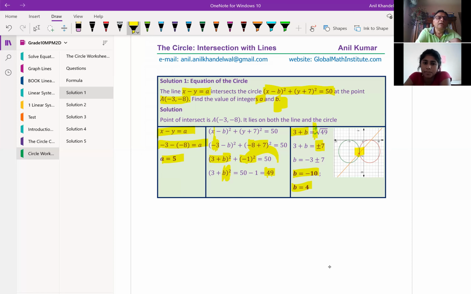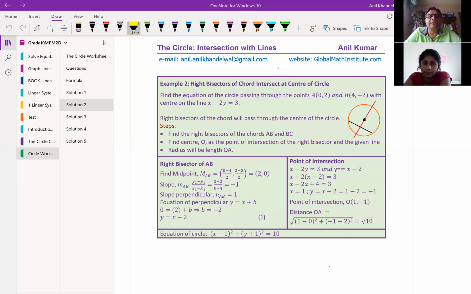Okay? Yeah. The next question here is, find the equation of the circle passing through the points A as (0, 2) and B as (4, minus 2), with the center on the line x minus 2y plus 3. So I just sketched a line, this line here, on which the center lies somewhere. So that is the connection between these two.